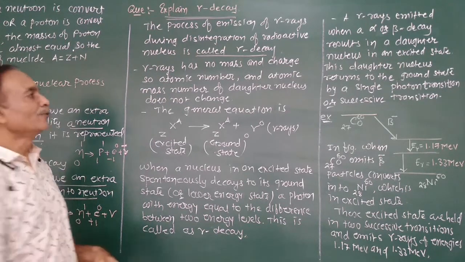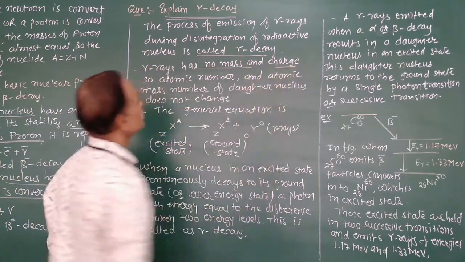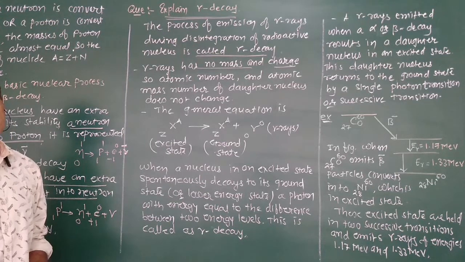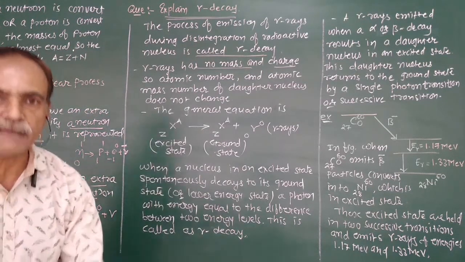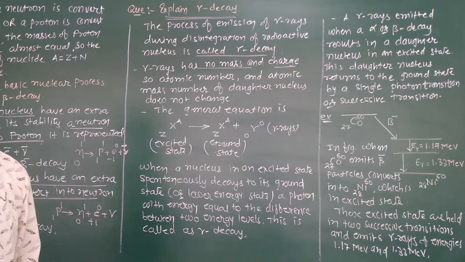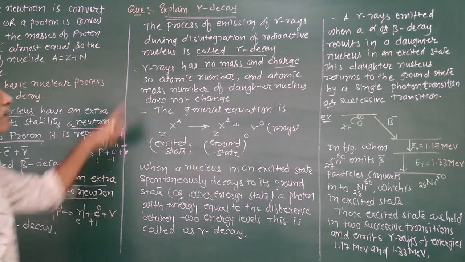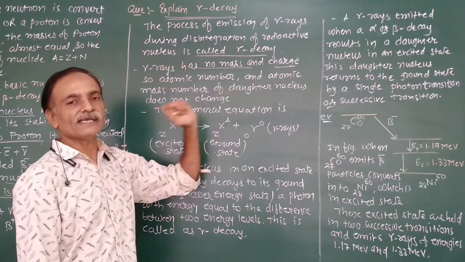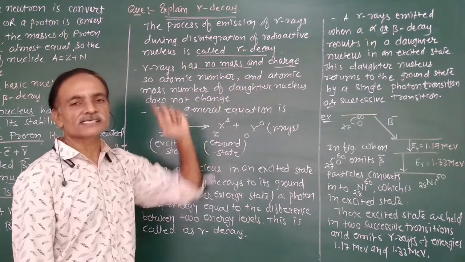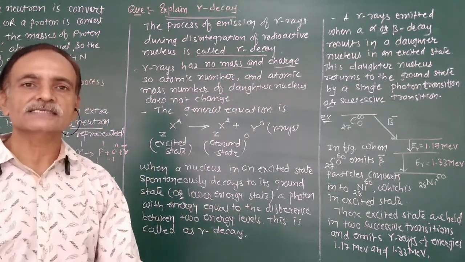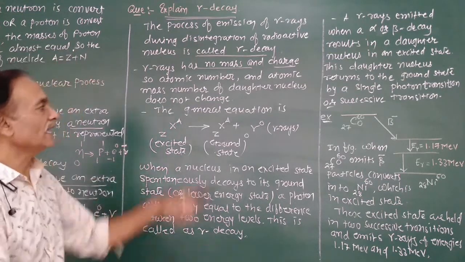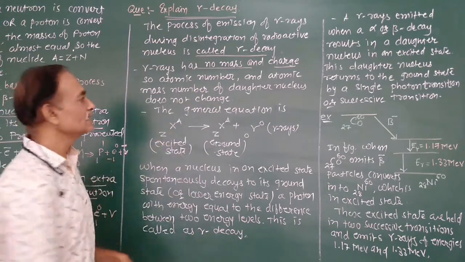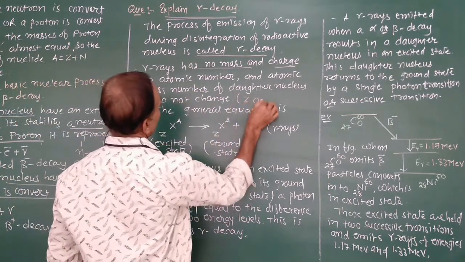Gamma rays have no mass and no charge. So the atomic number and atomic mass number of the daughter nucleus do not change; they remain the same as those of the parent nucleus. Thus, during gamma decay, whatever daughter nucleus is formed has the same atomic mass and atomic number as the parent nucleus. That means Z and A remain constant.